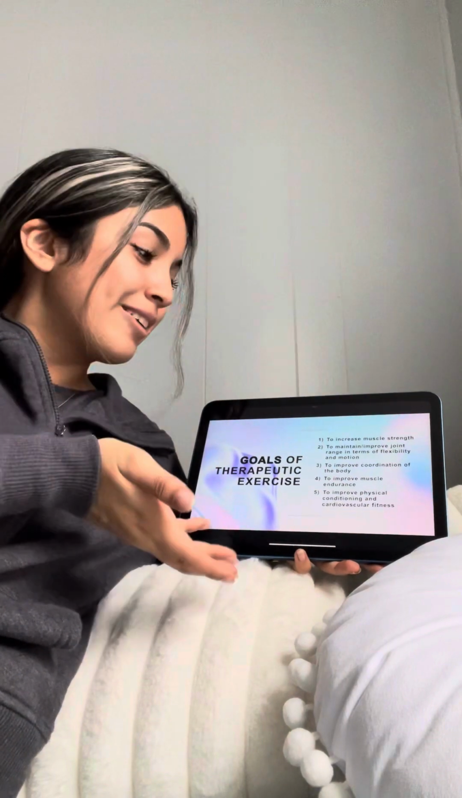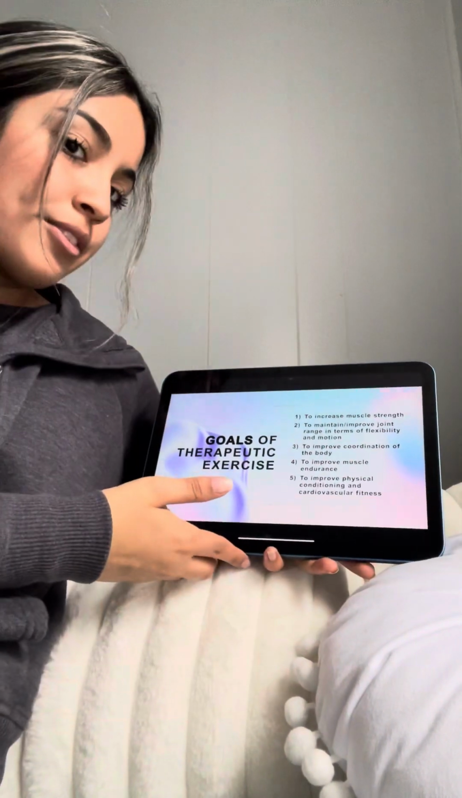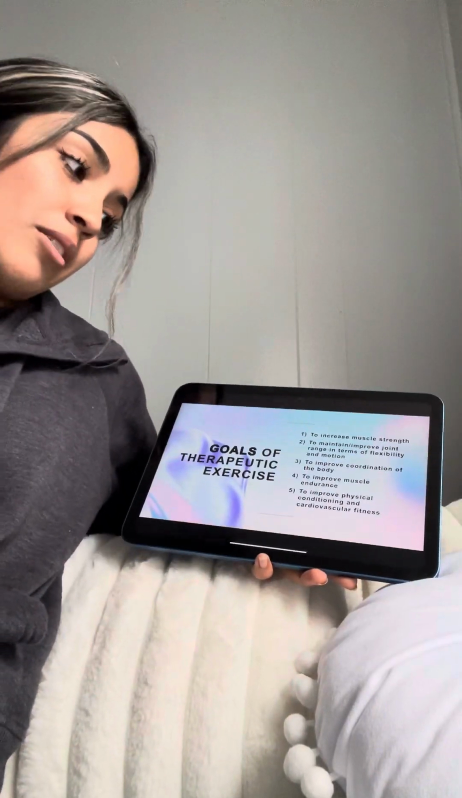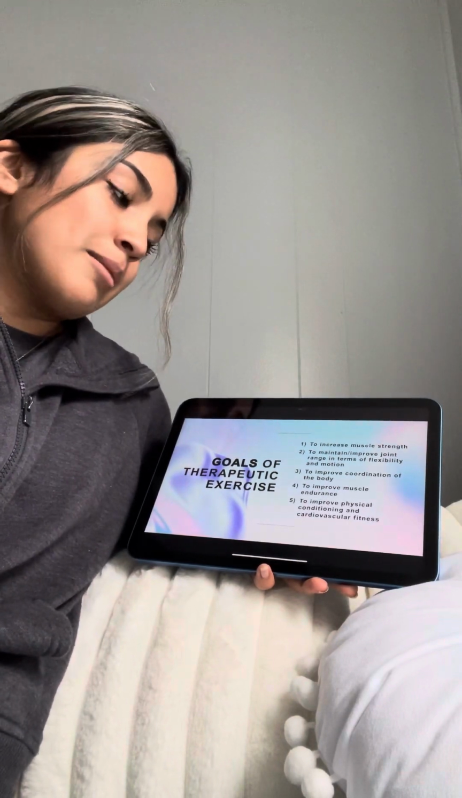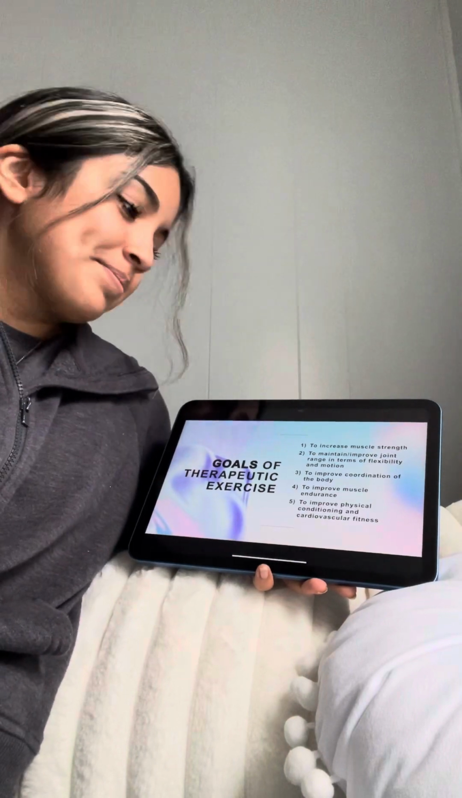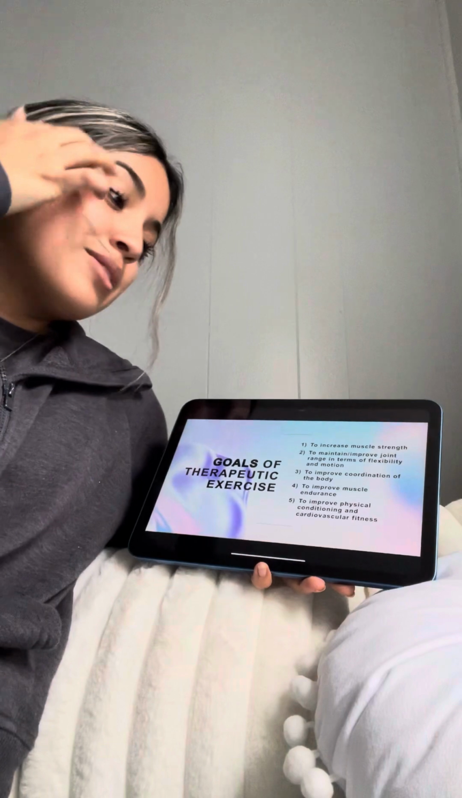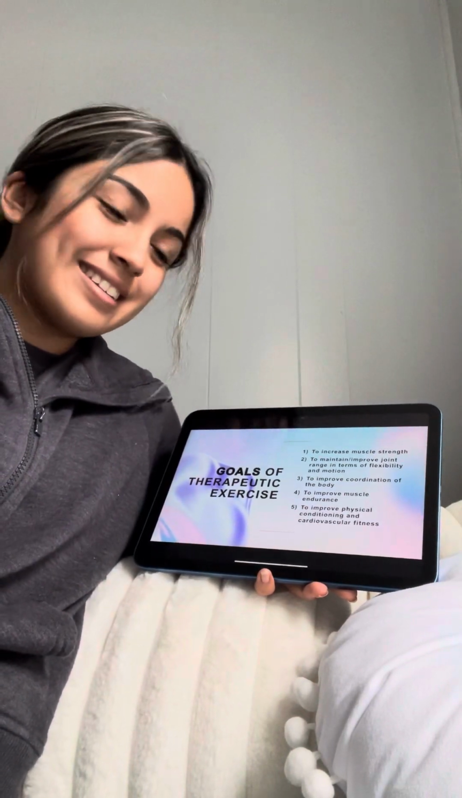The following are the goals of therapeutic exercise. The first goal is to increase muscle strength. The second goal is to maintain and improve joint range in terms of flexibility and motion. The third goal is to improve coordination of the body. Fourth, to improve muscle duration. Fifth, to improve physical conditioning and cardiovascular fitness.